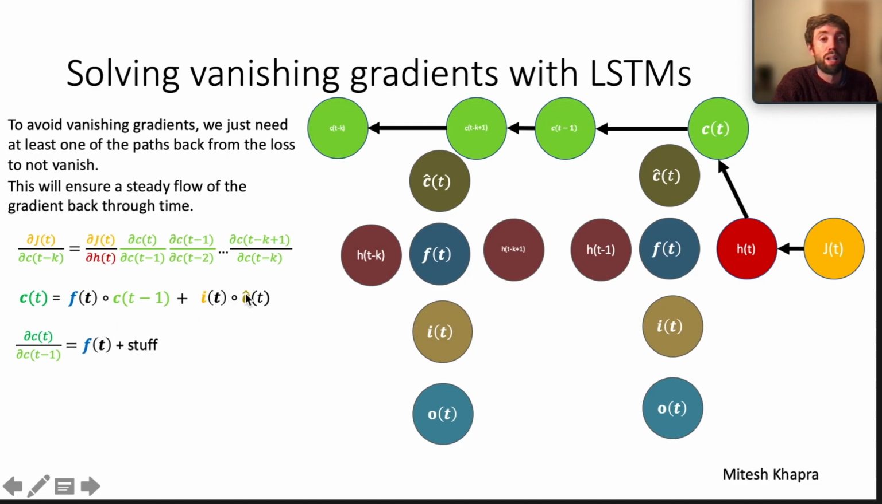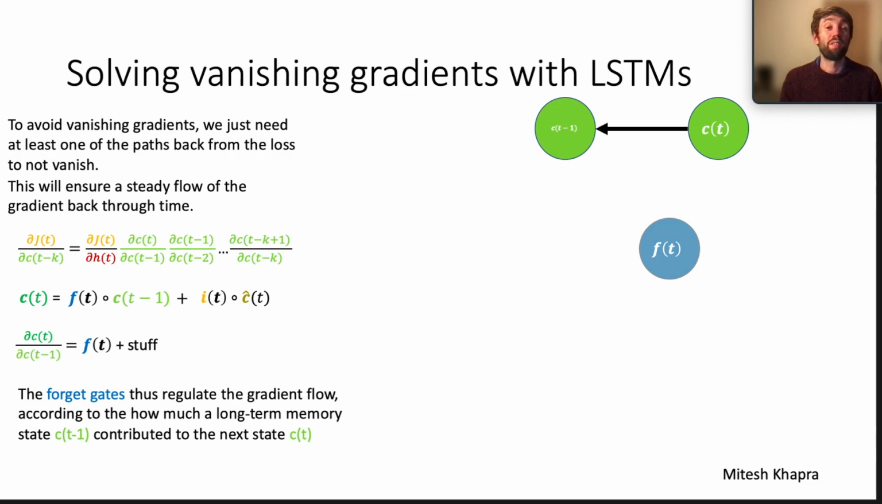And on the right-hand side, well, this could depend also on c_{t-1}, and that could perhaps vanish. But we only need one part of the gradient to not vanish to propagate the gradient back in time. So what that means is if the forget gate several time steps ago had very low values, then we may indeed see a vanishing gradient. But that's actually okay, because if the forget gate was very low, then activity from before then will not affect activity at the time point we're currently assessing. So therefore the forget gates regulate the gradient flow according to how much a long-term memory in state c_{t-1} contributed to the next state c_t.